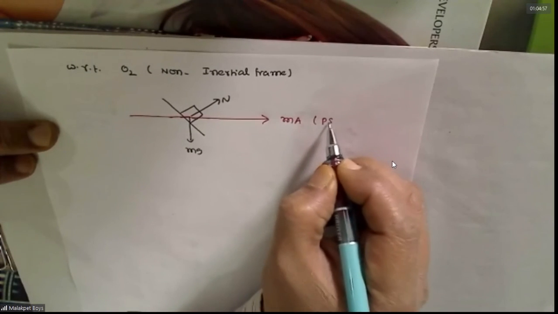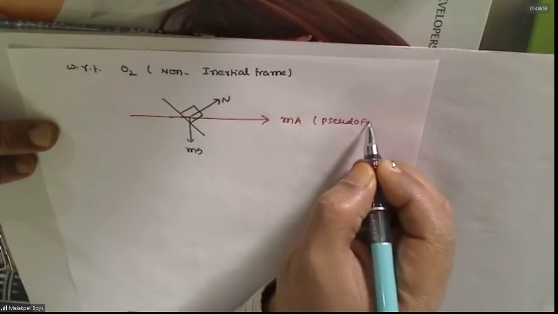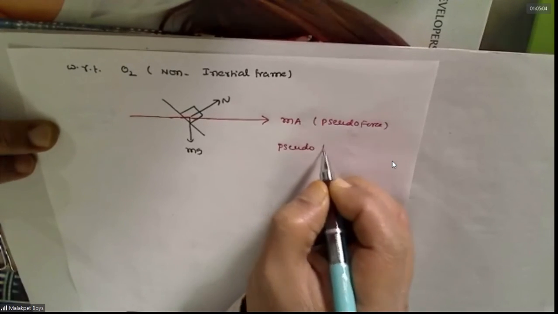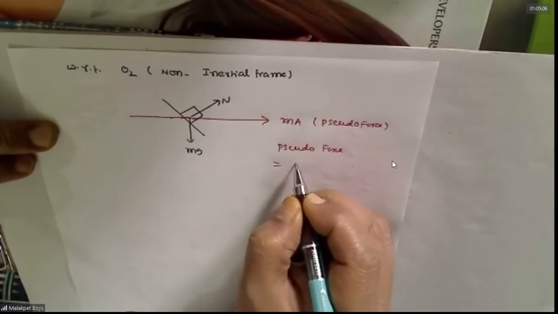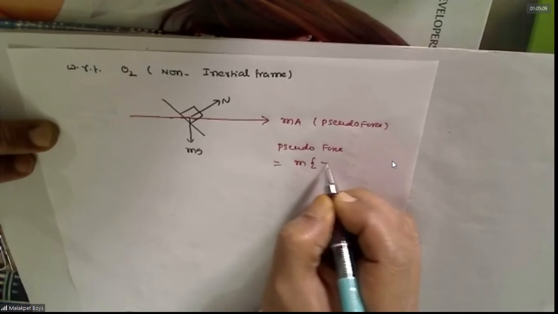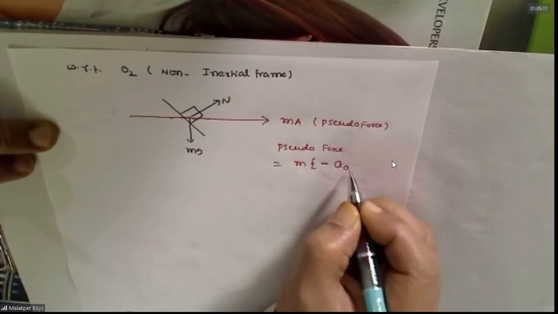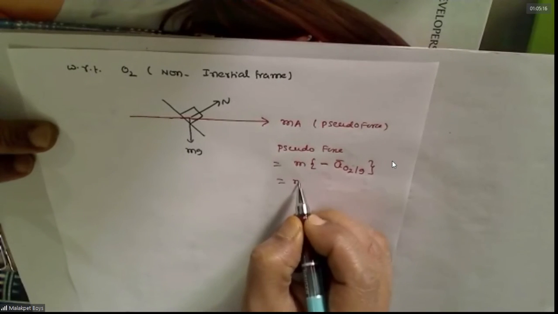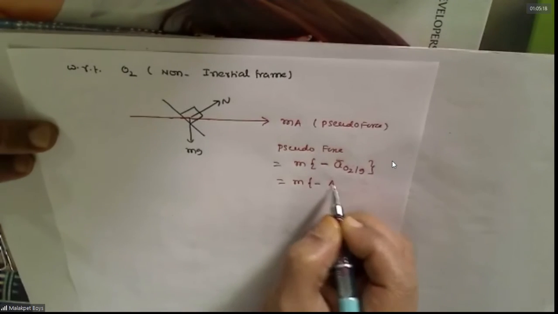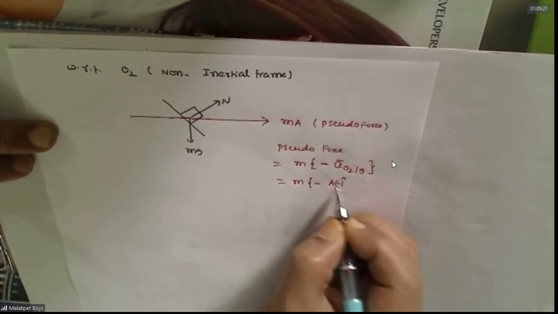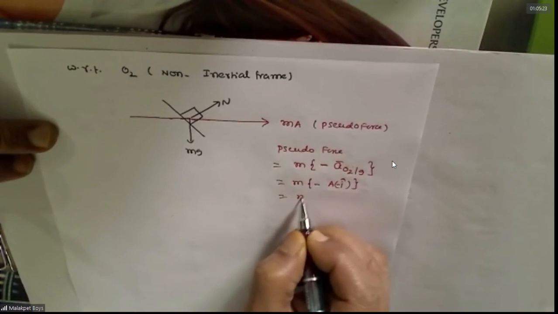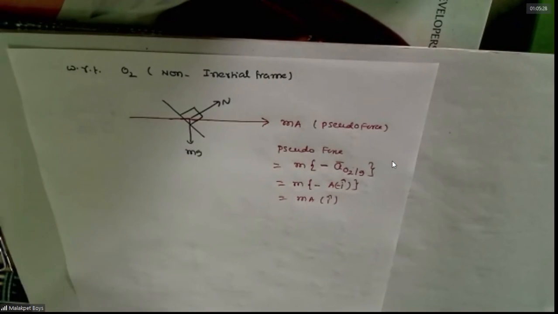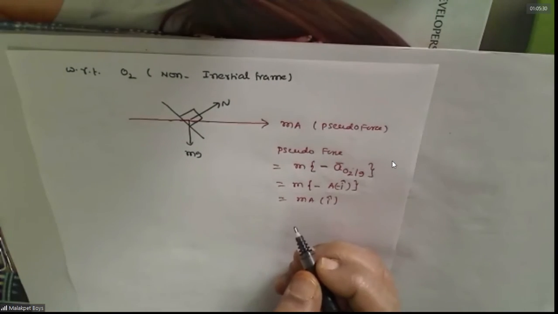What is this? What is pseudo force? Remember, it is an extra force: M into minus of acceleration of the observer with respect to ground. Here the observer is whom? The wedge only. The incline is the observer. Observer is nothing but the point O2 on the wedge.